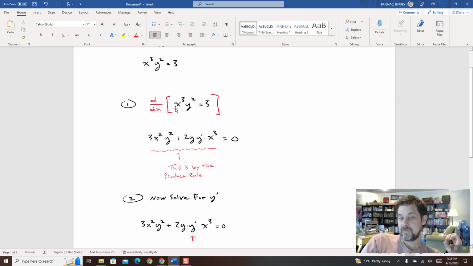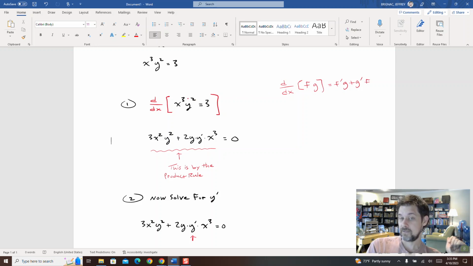When I find the derivative of x to the third times y squared, I would have to use the product rule because that's a product of two things, x to the third times y squared. So what you're looking at here is the product rule. So what's the product rule? If we had the derivative with respect to x of one function f times another thing g, that would be f prime times g plus g prime times f. Okay, that's what the product rule is, and that's what I have here. The derivative of f times g plus the derivative of g times f.